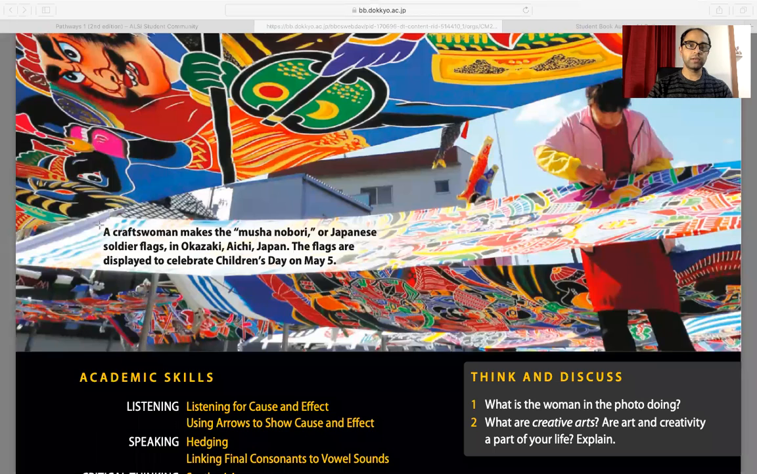Okay. If you look at this part, this is a craftswoman who makes the Musha Nobori, or Japanese soldier's flag, in Okazaki, Aichi Prefecture, Japan. The flags are displayed to celebrate Children's Day on May 5. Maybe you guys know more about this, so let me stop there explaining that.